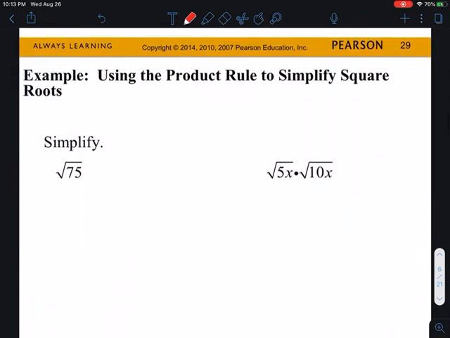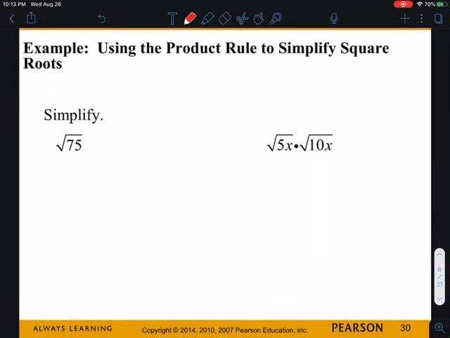So for example, if we were to simplify the square root of 75, well, this is not a perfect square. 81 is a perfect square. That would have been 9 times itself. 8 times itself is 64. So 75 is not a perfect square, so we have to simplify it. Hopefully you know some of the perfect squares by heart, right? 1 is a perfect square, 4, 9, 16, 25, 36, 49, 64, 81, 100. Those are all perfect squares.